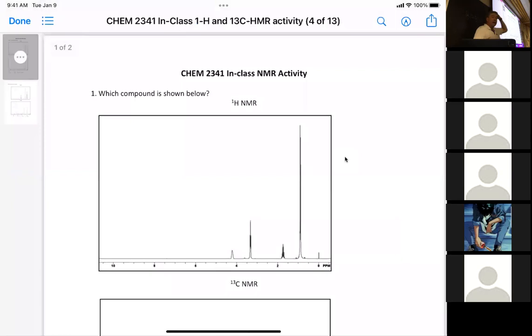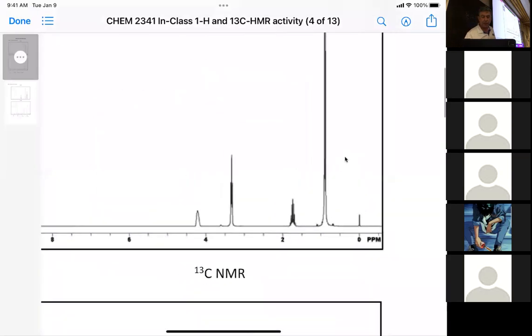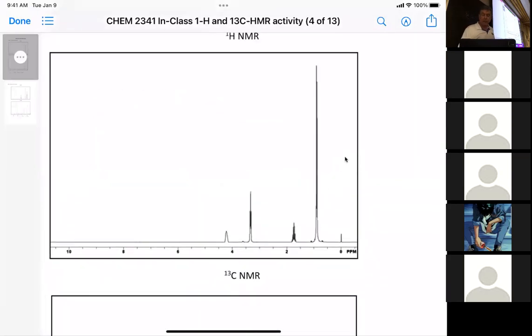This is the other sheet you have. So what I want you to do is we're going to take information from the proton NMR and information from the carbon NMR and put them together to solve our problem here. So the first thing, let's look at the proton NMR first. We have this weird peak here. What's that?